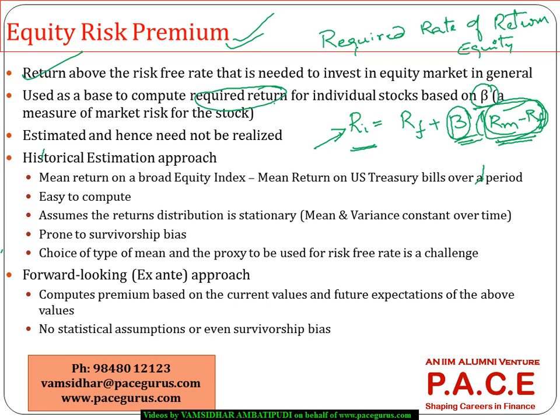And because this is purely an estimate, this RM minus RF sometimes may be historical, but sometimes it may be an estimate. And if I have to find out the required rate of return, I am using it as an estimate, which means it may have been realized or it may not have been realized at all.